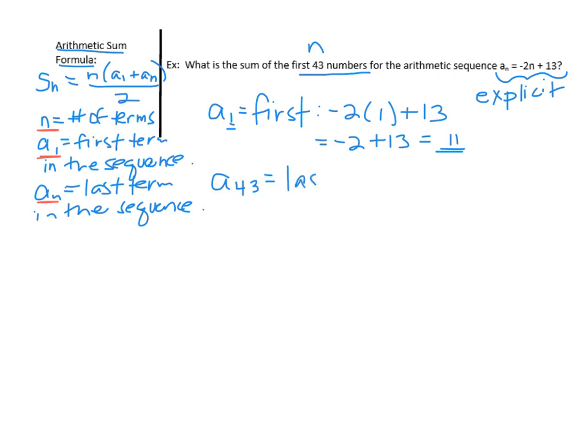That's our last term, which means we have to plug in 43 into our formula to figure that out. -2 times 43 plus 13. -2 times 43 is -86, but if I add 13 to that, we get negative 73. That's the last term in that sequence. Again, we know n, we know the value of our first term, and the value of our last term.